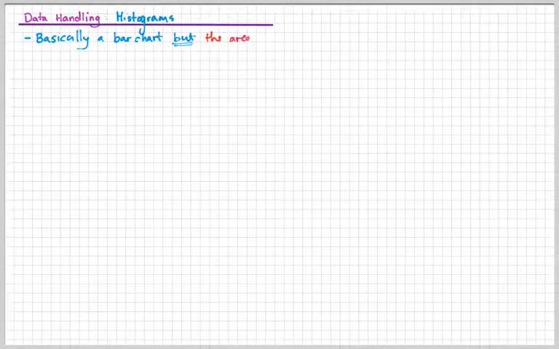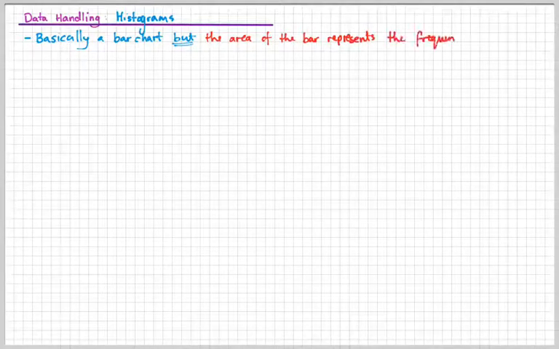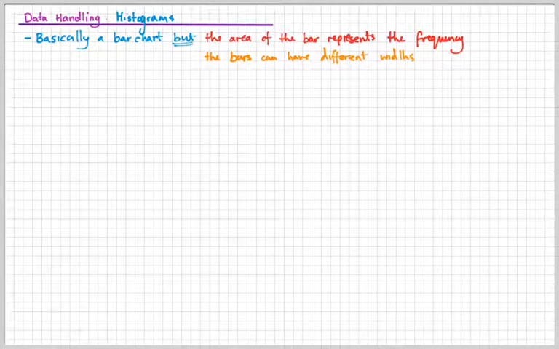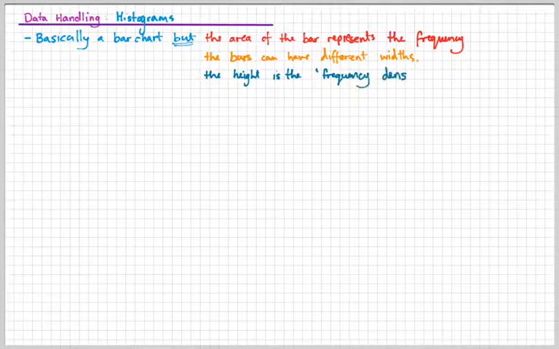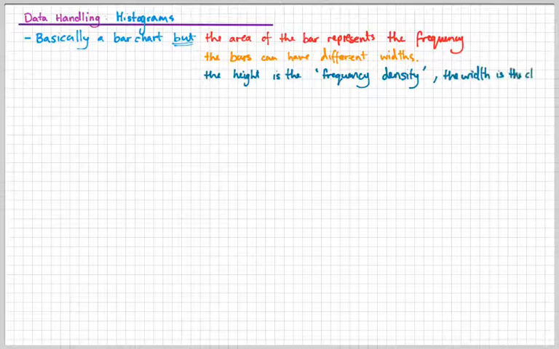First difference. The area of the bars, or the rectangles, represents the frequency. In a traditional bar chart, it's the heights that represent the frequency, but in a histogram, it's the areas of the rectangles or the bars that represent the frequency. Next, the bars can be different widths. In bar charts in science, the widths of the bars are all the same, but in a histogram, they will be different widths. The heights are known as the frequency density, and the width of the bars is the class width.